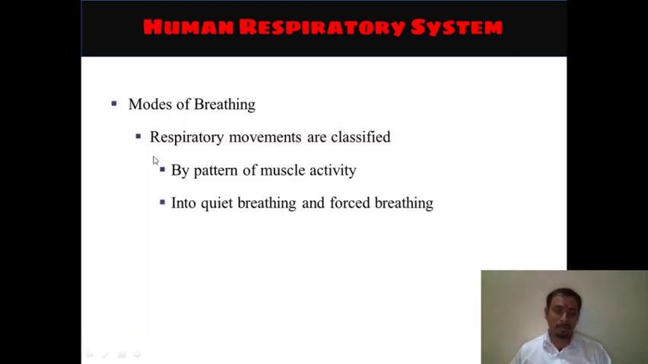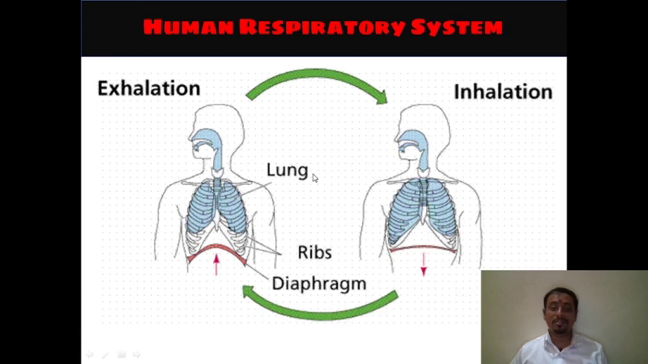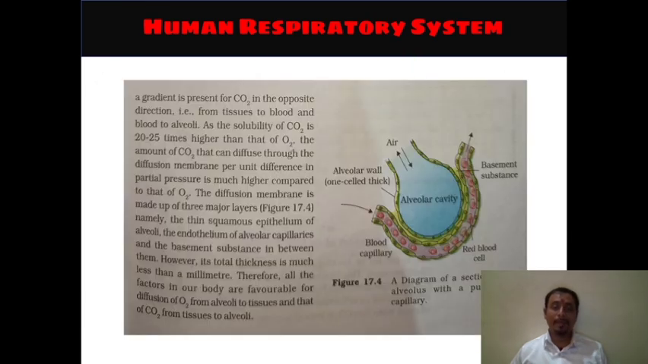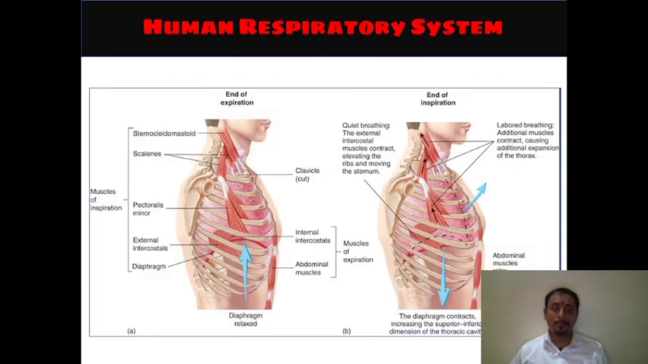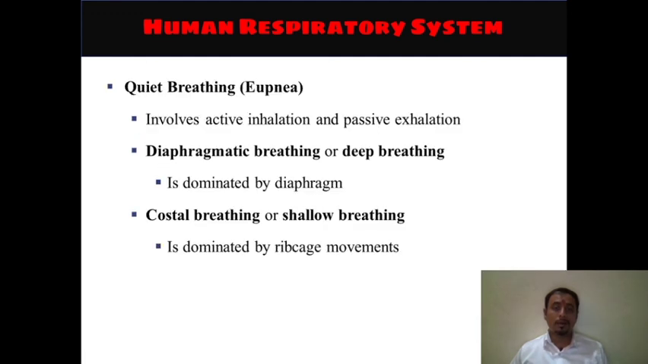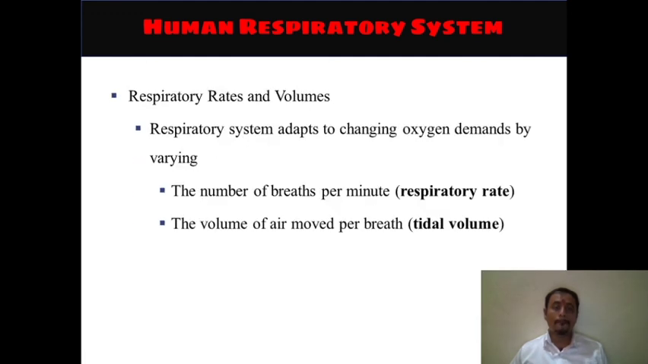Now let's see modes of breathing. Respiratory movements are classified by pattern of muscle activity into quiet breathing and forced breathing according to Pearson's biology book. Now let's go to the next thing: respiratory rates and volumes. Here we can see the respiratory system adapts to changing oxygen demands by varying the number of breaths per minute, that is respiratory rate, according to Pearson's book. The volume of air moved per breath is the tidal volume according to Pearson's book.